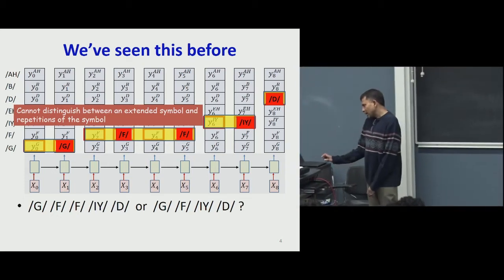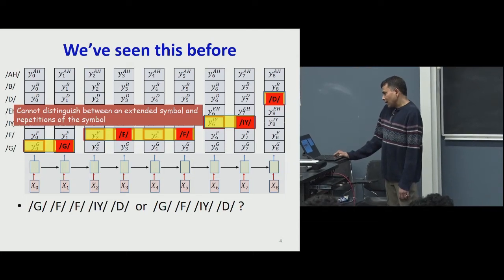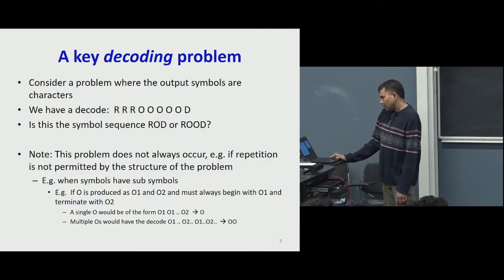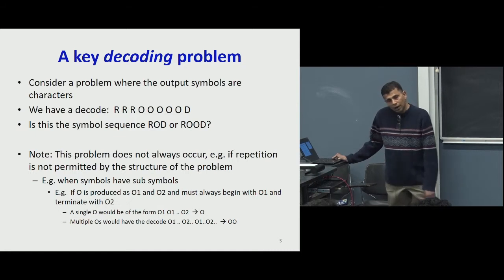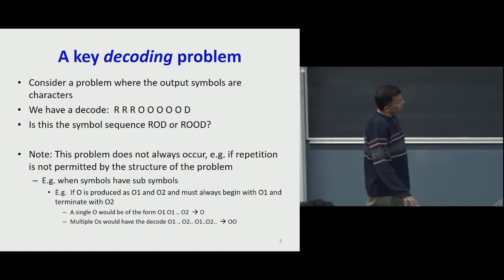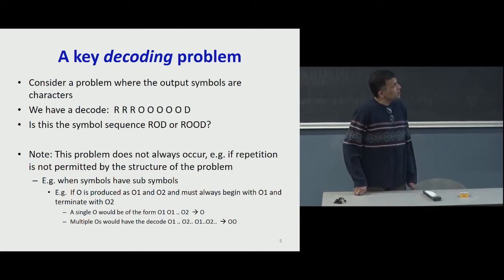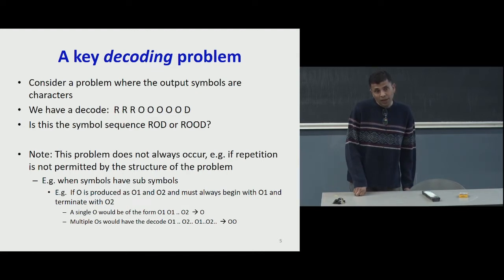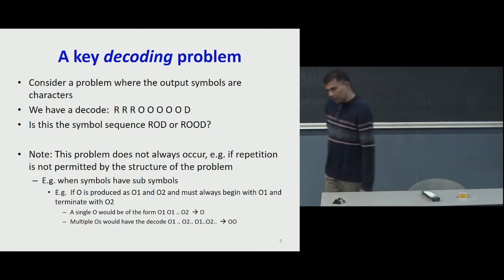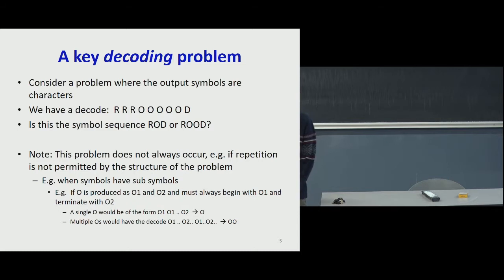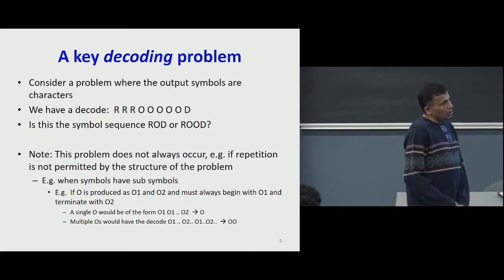So to get around this, we are going to look at some solutions. Once again, here's the problem. The output symbols, in this case we are assuming characters, could repeat. They repeat in your alignment. We have no way of knowing how many symbols to collapse them into. Now, not every decoding problem where you have repetition will have this particular possibility.